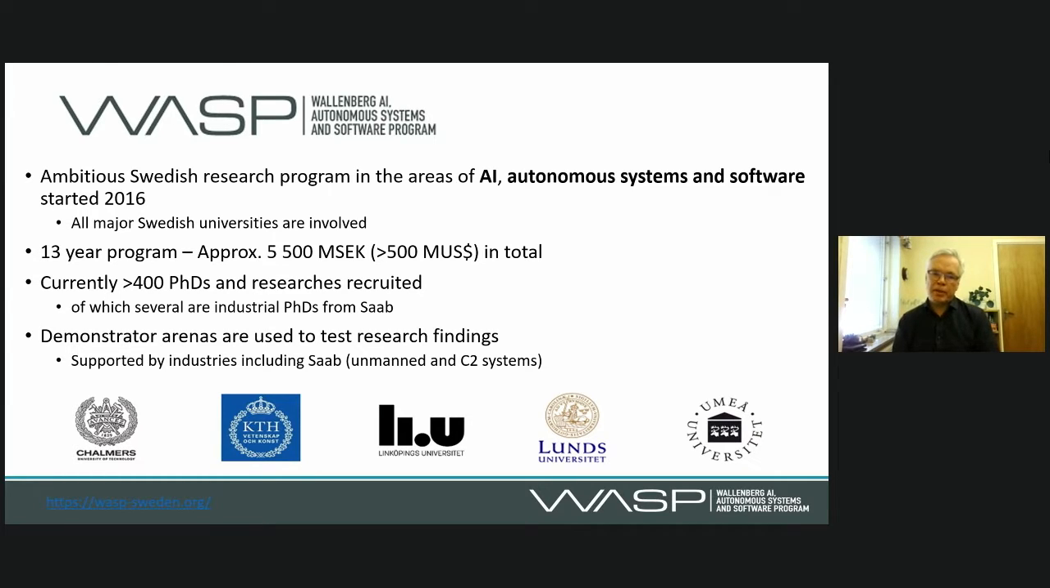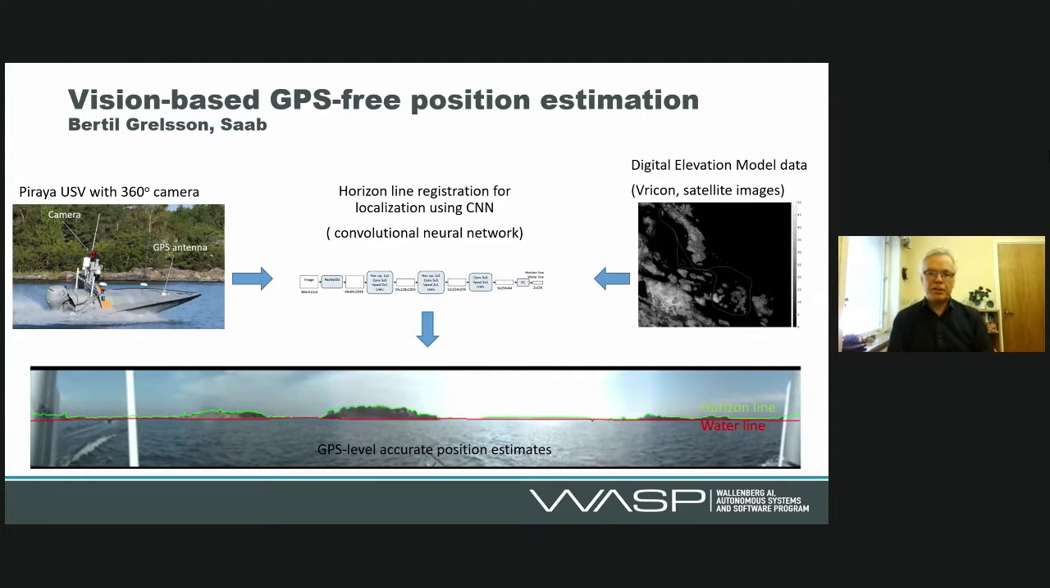Currently more than 400 PhDs and researchers have been recruited, and many of these are industrial PhDs from Saab. There are also demonstrators included in this research program, and Saab is a big supporter of this. We support it with unmanned systems and with command and control systems. The first example is from a guy called Bertil Grälsson at Saab. He worked with vision-based positioning, and that means he uses a small unmanned surface vehicle you can see on the left there. It's called Piraya. It comes from Saab.